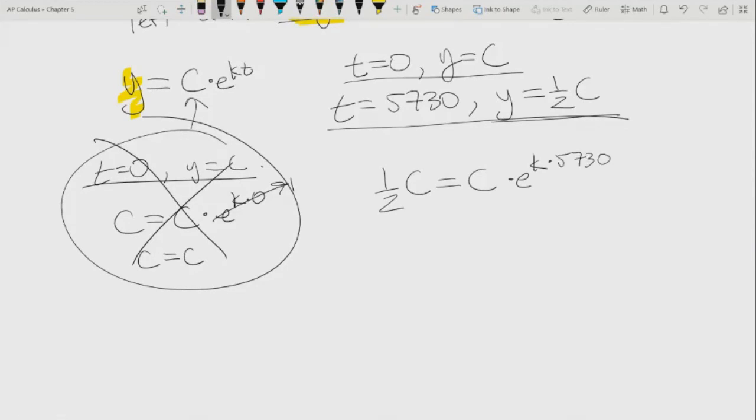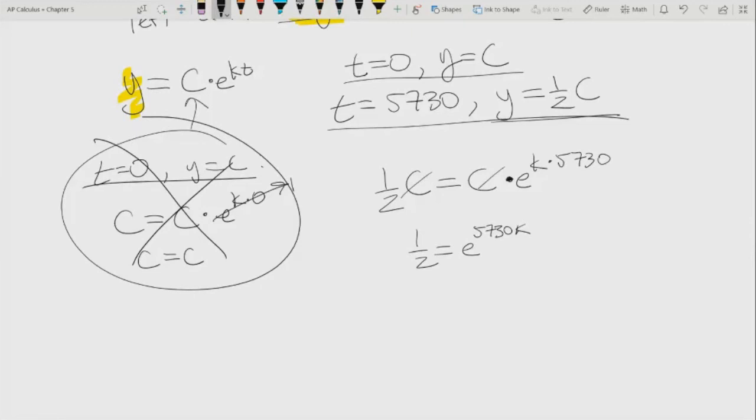So somebody tell me what happens to the C's? Cancel. Yeah, poof, no more C's. Divide both sides by C. Remember, this is C times this here, so I can cancel them out from both sides. So this is really saying, well, 1/2 equals e, and I'll write this with the 5,730 first, that many k's.